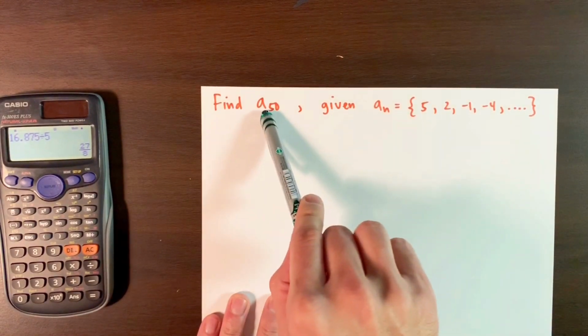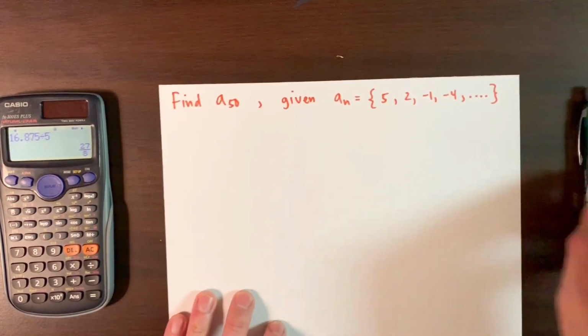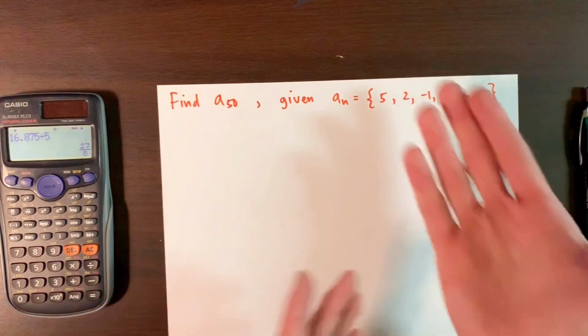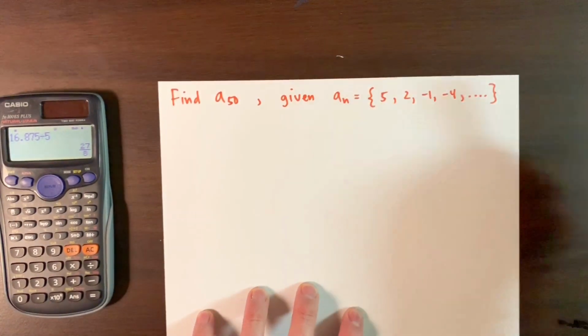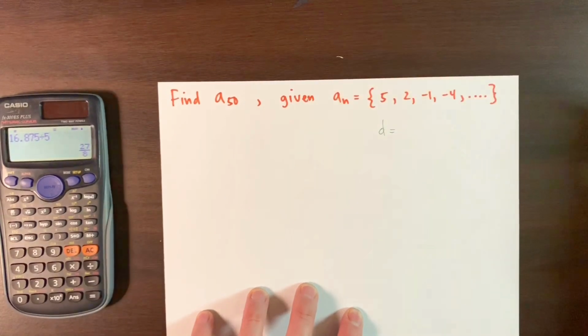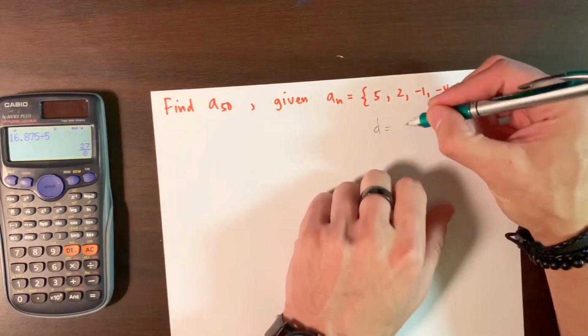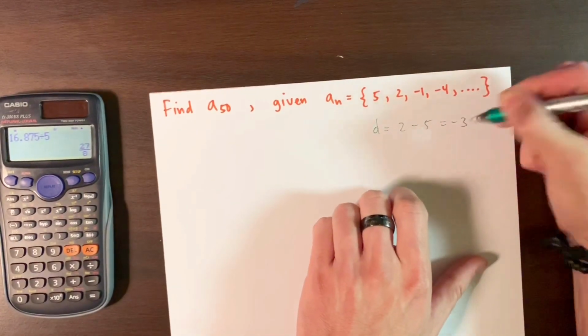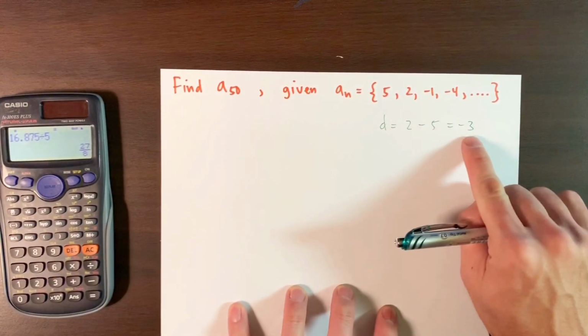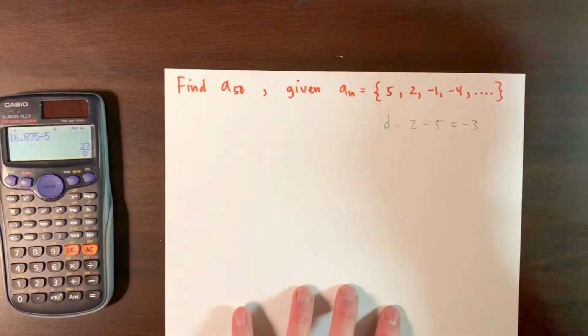What we got? Find the 50th term given this sequence. Is this arithmetic or geometric? Well, this is arithmetic because they're subtracting 3 every time, right? So this has a common difference. The common difference would be 2 minus the piece before. That's -3. And all of these are separated by -3. So that's how I know that this is arithmetic.